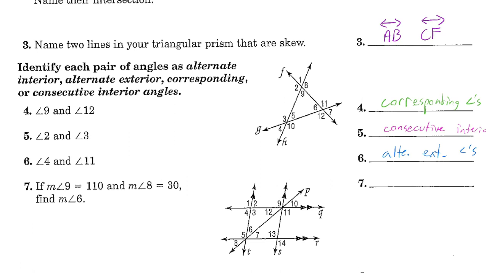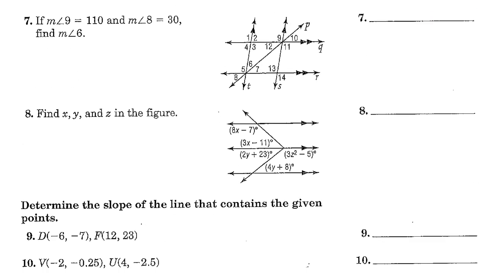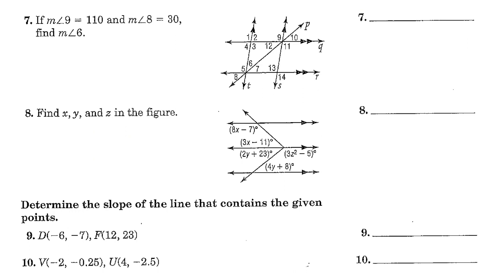We'll just say, oh, there's a different picture. Now I understand. Whew, that was confusing. I apologize. Okay, measure of angle 9 is right here. This is 110. Okay, measure of angle 8 is 30. Whew, I was like, that's impossible. Find measure of angle 6.